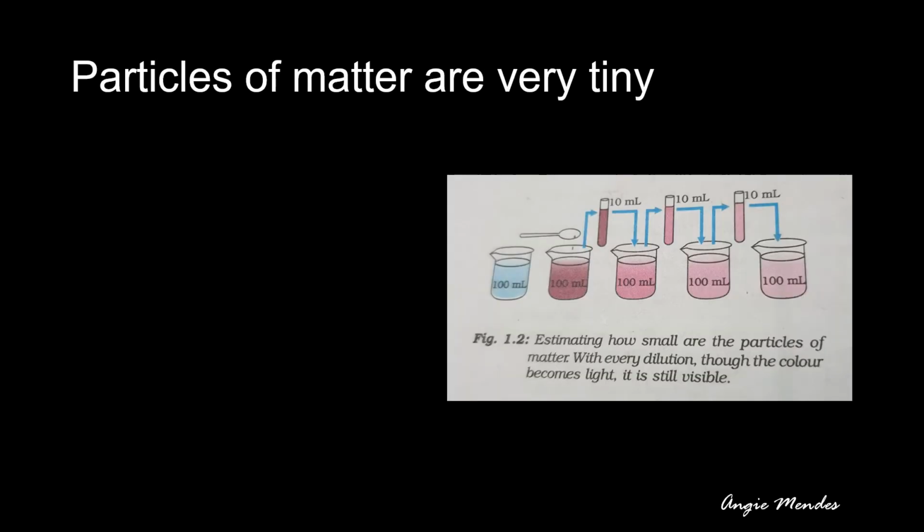Let us look at the first characteristic. The particles of matter are very tiny. As we have seen in the previous activity, just a few crystals of potassium permanganate could color the whole solution. Even on repeated dilution, the color is still visible. That means these particles are so tiny that they can bring about a change in the color of the solution in which it is dissolved.